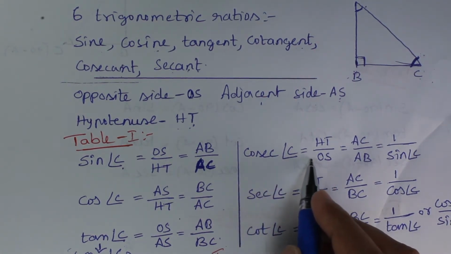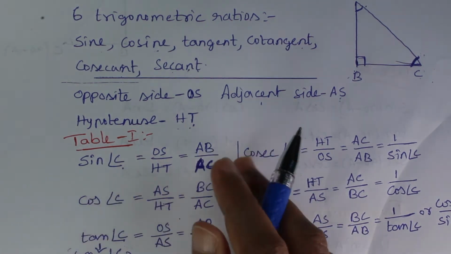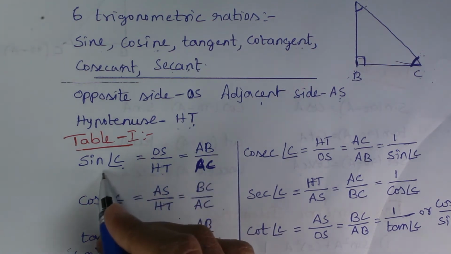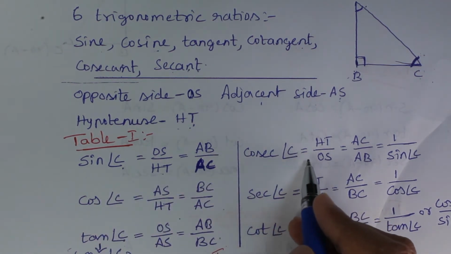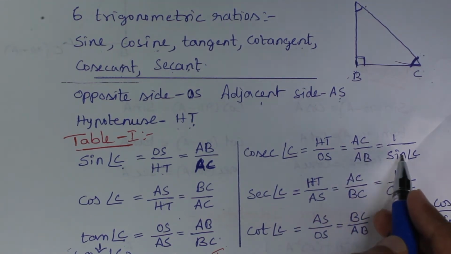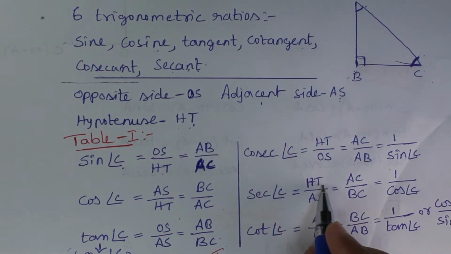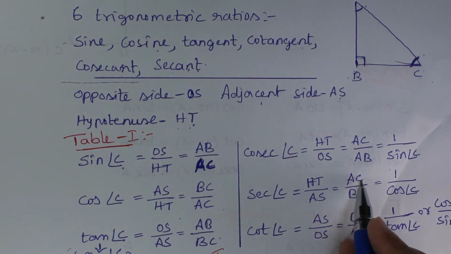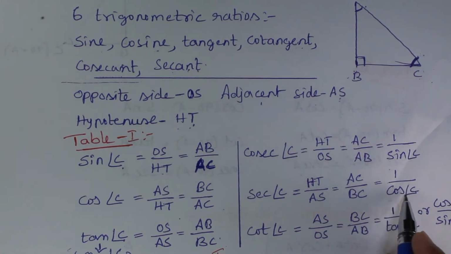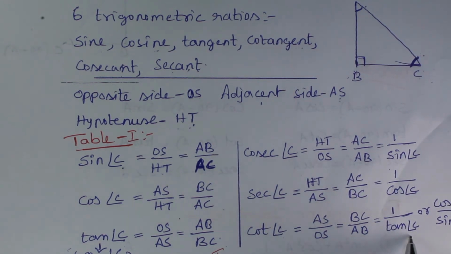Cosecant of angle C. What is cosecant of angle C? Cosecant of angle C is the inverse of sine of angle C. That is the inverse ratio of sine of angle C. So cosecant of angle C becomes hypotenuse divided by opposite side. That is AC by AB. That is equal to 1 by sine of angle C. In a similar way, secant of angle C is hypotenuse divided by adjacent side, that is equal to AC by BC, that is equal to 1 by cos of angle C. In a similar way, cot of angle C becomes 1 by tan of angle C, that is adjacent side by opposite side, that is equal to BC by AB.